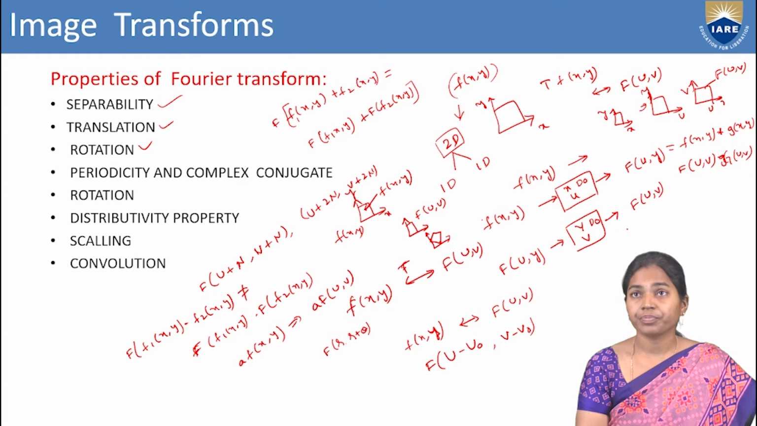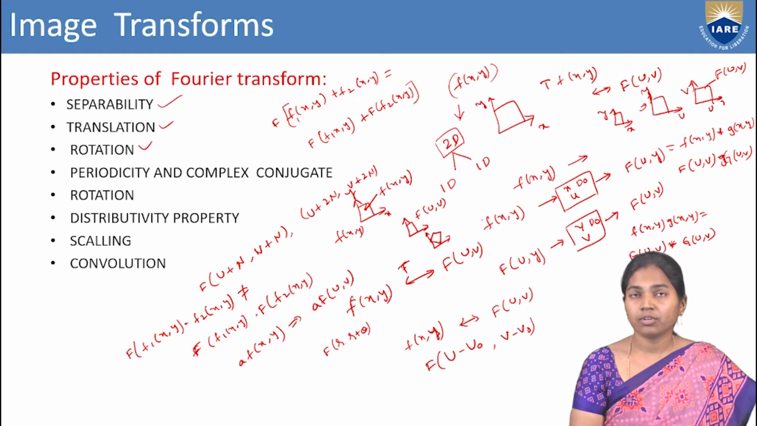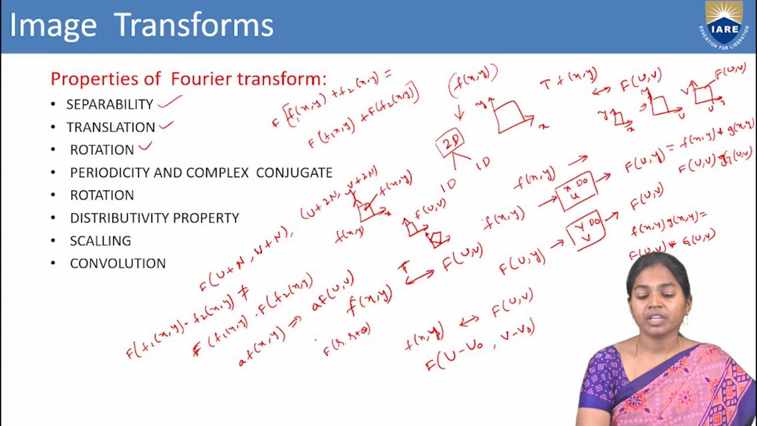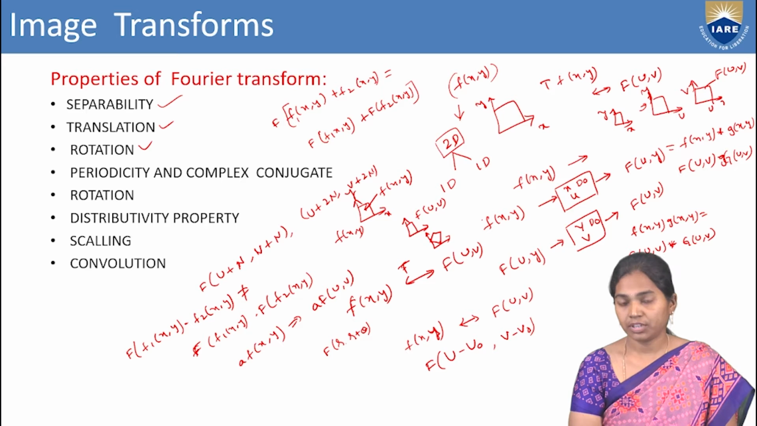For example, f of u comma v multiplied with g of x comma y is equal to f of u comma v convolution with g of u comma v. So these are the properties involved in our Fourier transform: first one is separability, translation, rotation, periodicity and complex conjugate, and distributivity property, scaling and convolution.